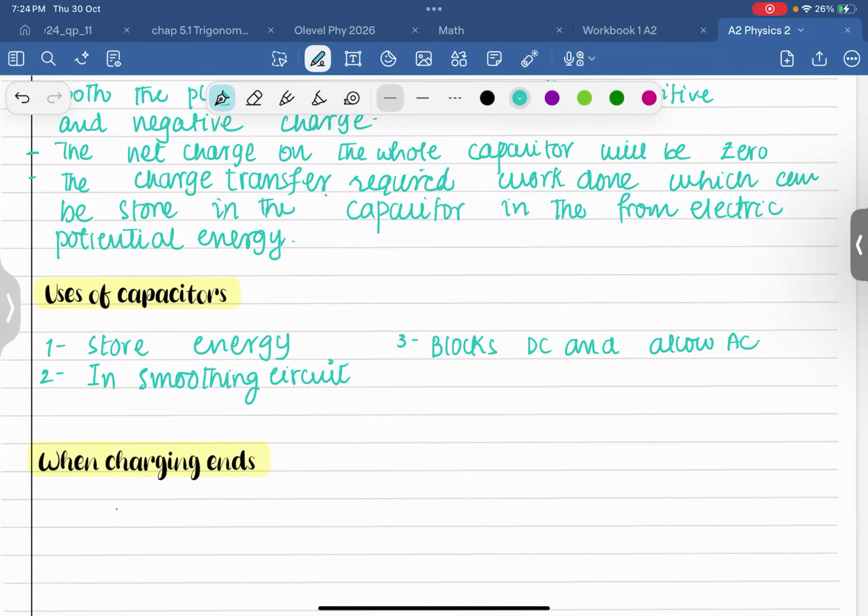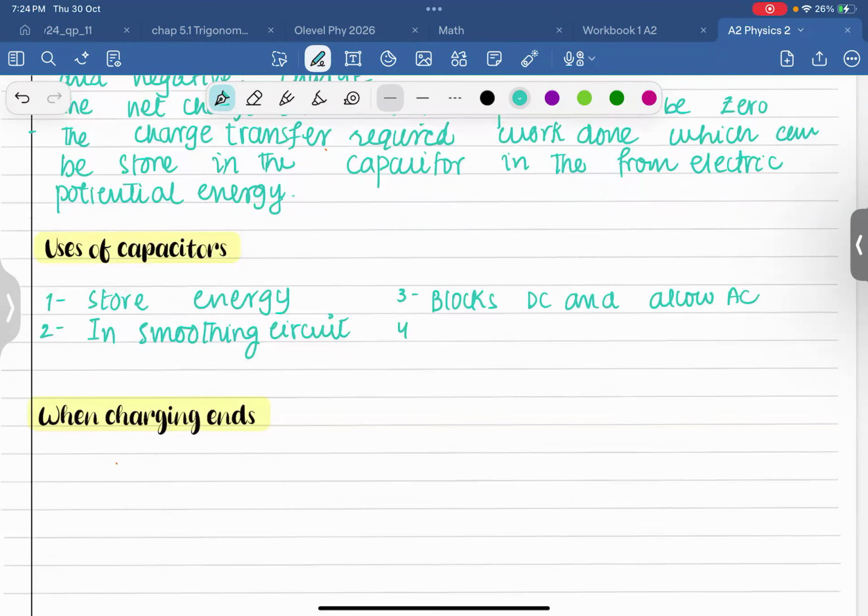Now, the fourth point is that it is used in the oscillator and tuning circuit.